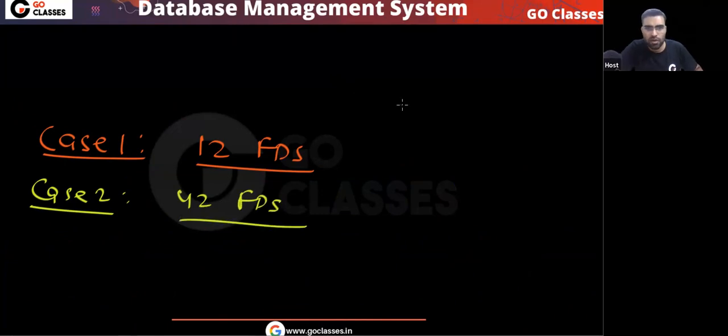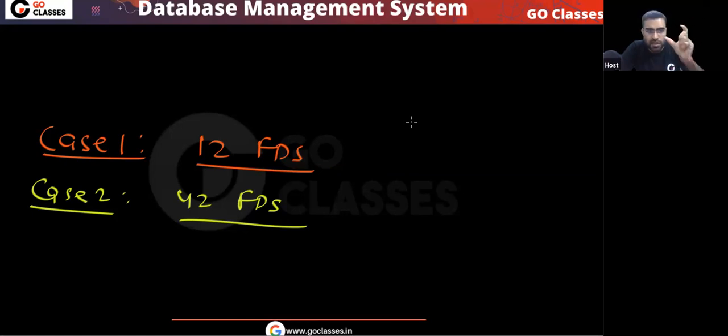Okay. Now, a student is asking, we also have to include repetition. There is no repetition. We did not include any repetition. All these FDs are different FDs. Please tell me, which FDs are the same? All of them are different.